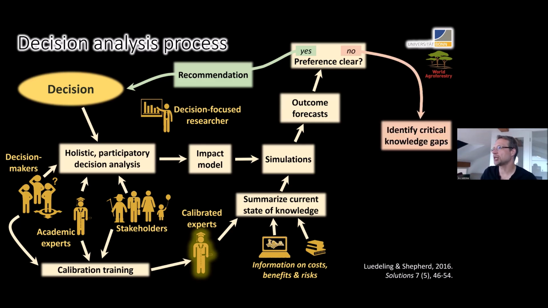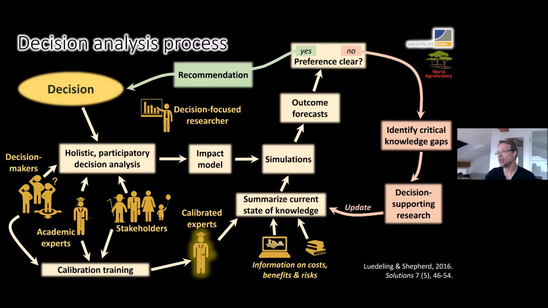In that case, we identify major knowledge gaps. Based on the state of knowledge for everything that went in, we can identify which of these gaps are really critical. Then we can do some research in order to fill these gaps, or to narrow these gaps at least. We can update the state of knowledge, run our simulation again, and then eventually, hopefully, arrive at a recommendation. Sometimes we have to cycle through this process a few times until we get there.